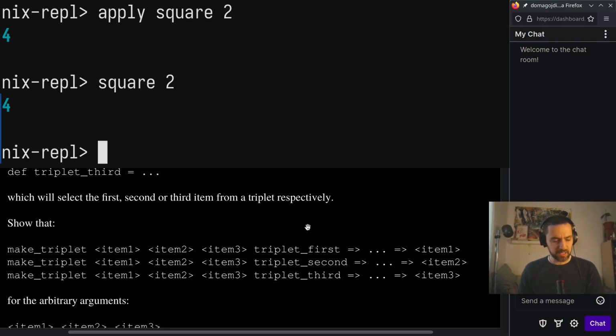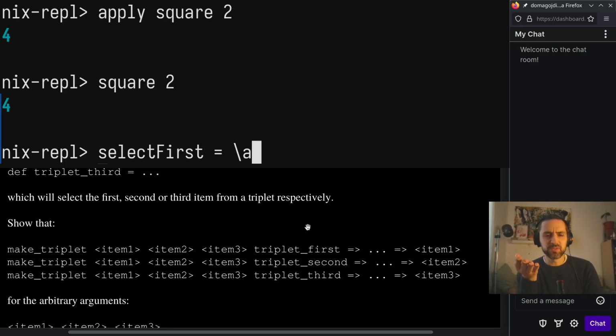And then we did make pair, right? No, we did the select first. Select first is a function, and there's so much beauty to this. So select first is also a combinator.